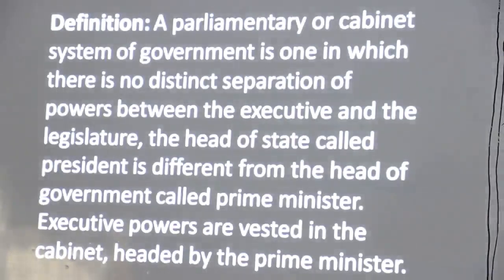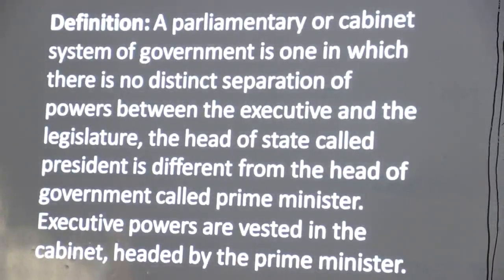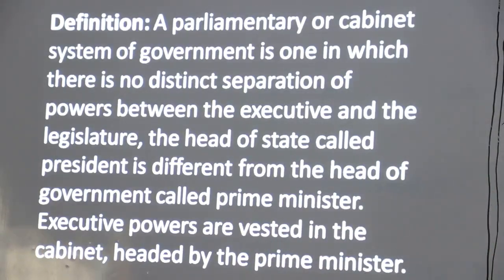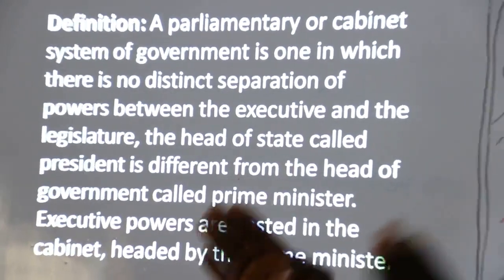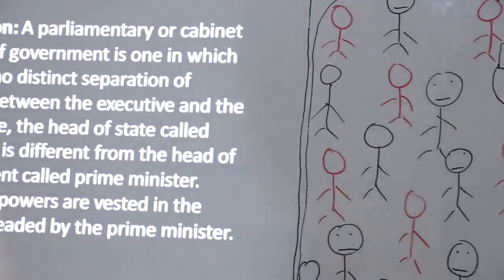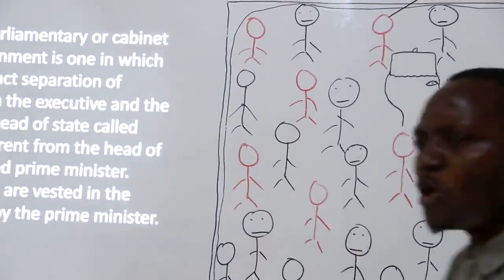Alright, let's look at the definition of a parliamentary system of government. We say a parliamentary system of government can be defined as a system of government in which there is no distinct separation of powers between the executive and the legislature. The head of state called president is different from the head of government called the prime minister. Executive powers are vested in the cabinet headed by the prime minister. Let me quickly explain this. Now we said there is no separation of power between the executives and the legislators. Now the whole of this diagram is actually parliamentarians or legislators. That shows that all of them are making laws.